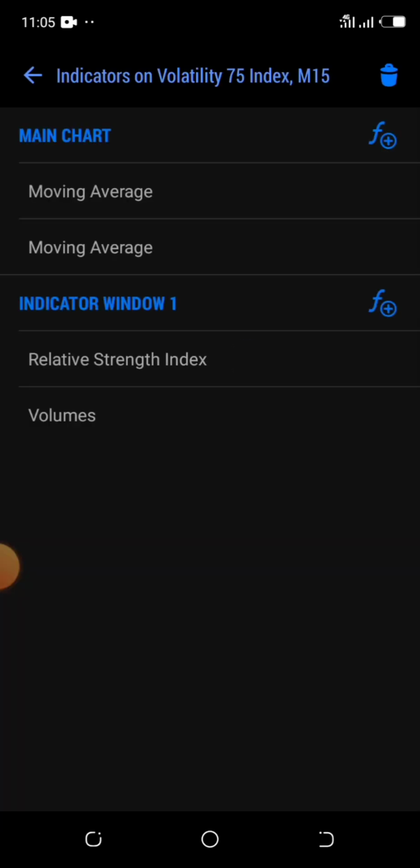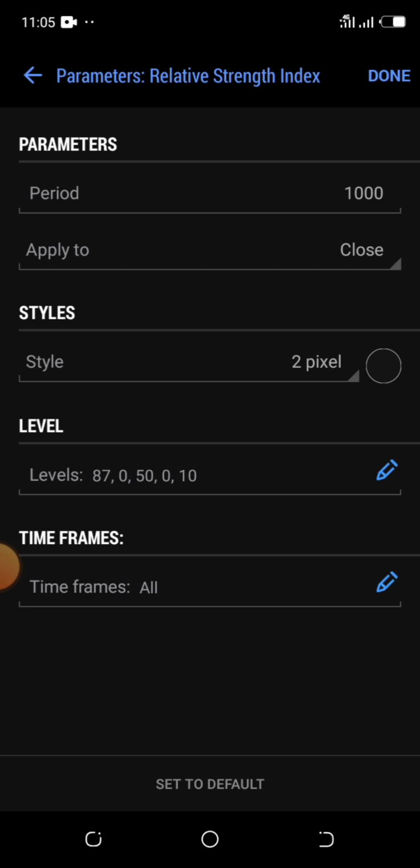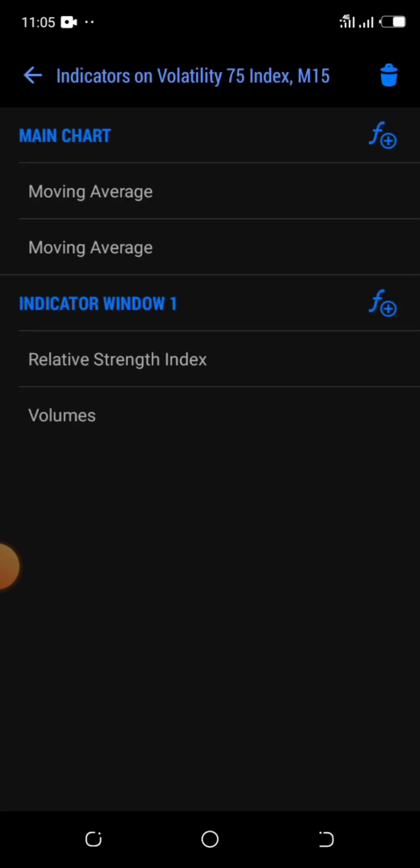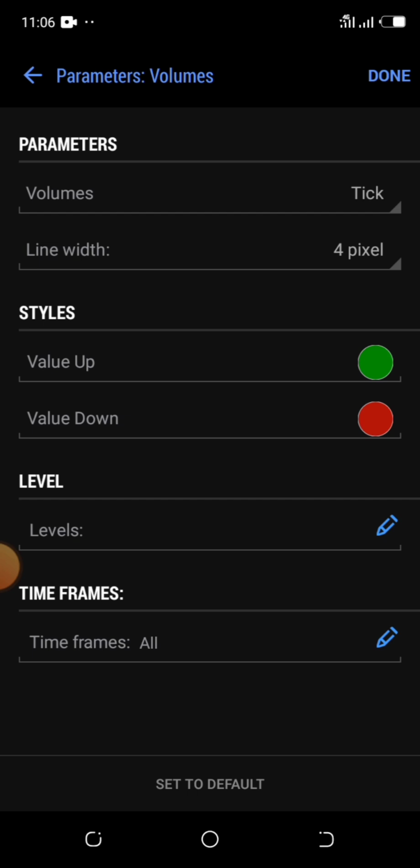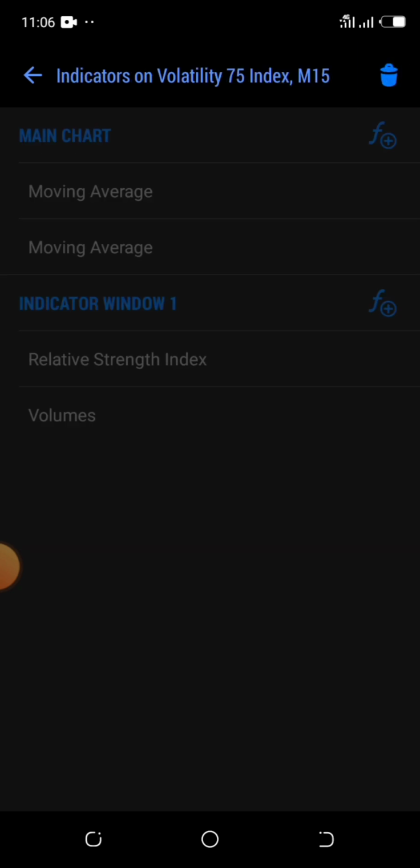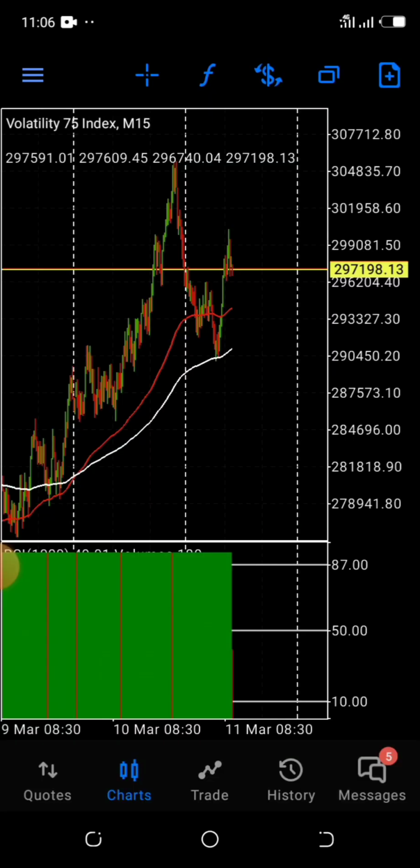Okay, so the first thing is the relative strength index. The period is 1000, applied to close. The levels are 87.10, 87.50 and 10, and then you are done with that. Then you add your volume. Make sure that it is thick, not ray, and use 4 pixel. And please use this color just as you see it here. Before you start using your own color, at least use this one first, so that it will help you understand the explanation better. Okay, and then your screen should look like this.